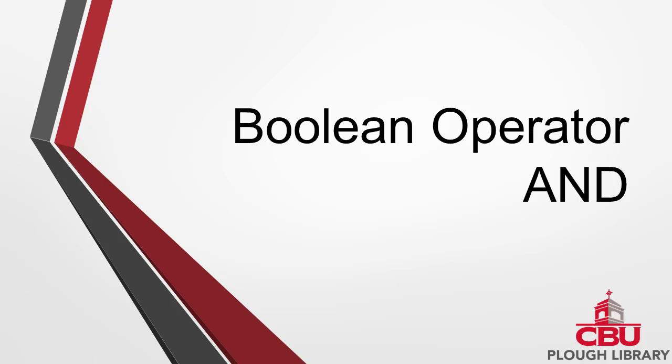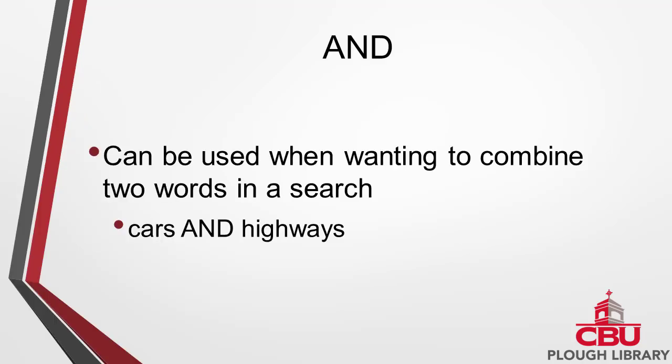Today we'll be showing how to use the library search box to construct a search using the Boolean operator AND. AND can be used when you want to combine two words together in a search. You can take key terms from your topic or your research question and connect them with AND.